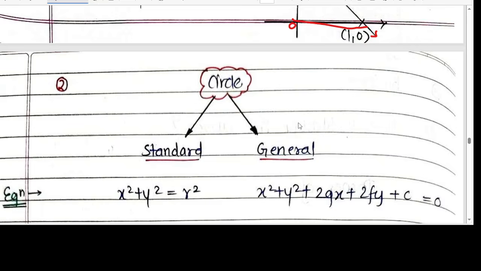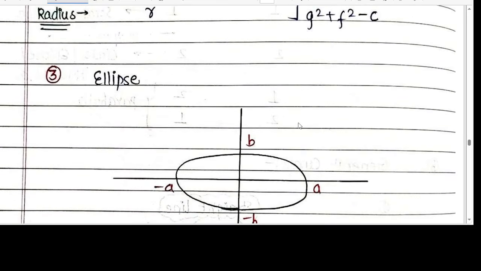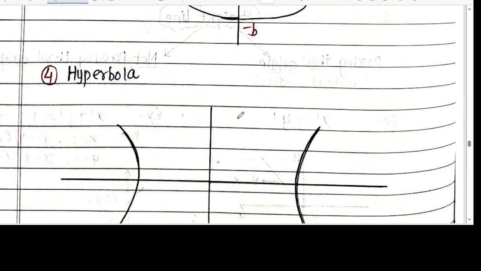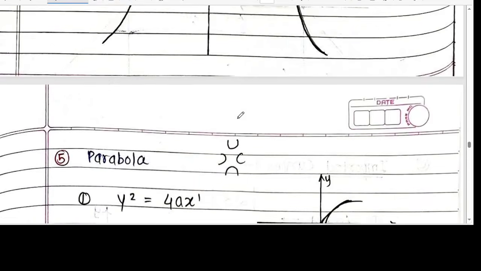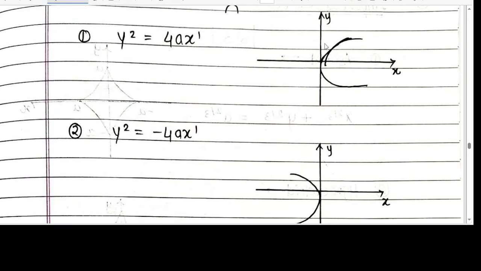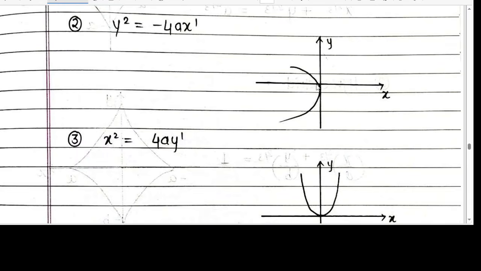Circle, we know the standard equation of the circle and the general equation of the circle. Then the ellipse, this is the structure of the ellipse, this is the structure of the hyperbola. Parabola, there are four types of parabola. Y square is equal to 4x. This is a C type curve, right here. This is the vertex. Y square is equal to minus 4x. This is again a C type, but this is negative. Here our vertex is again 0, 0.